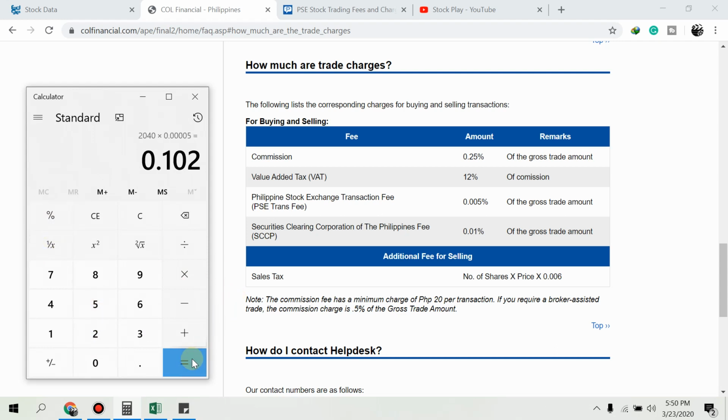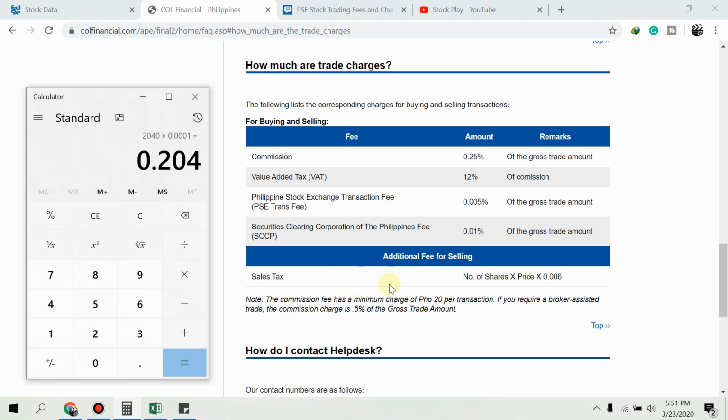0.005% equals 0.102 peso. Then, for SECP fee, so we have the gross trade amount multiplied by 0.01%. So, parehas lang din guys, no? 2,040 multiplied by 0.01% equals 0.204 peso.